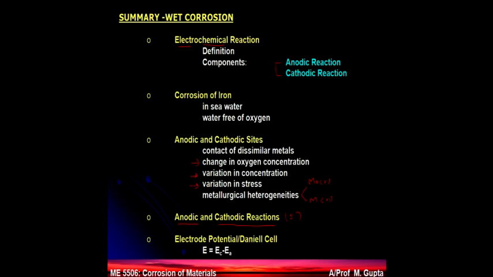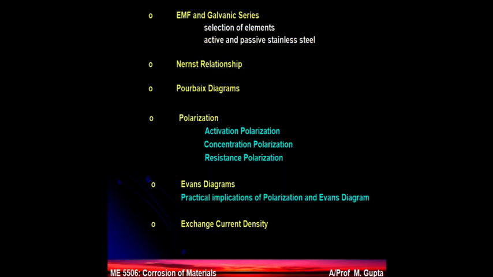Then we learned about what electrode potential is and how we compute the potential of the cell, which is the cathodic potential minus the anodic potential, EC minus EA. From that, we also learned that if EC minus EA is greater than 0, corrosion will take place. If EC minus EA is less than 0, corrosion will not take place. So we took one example of copper immersed in acidic solution without oxygen and with oxygen.